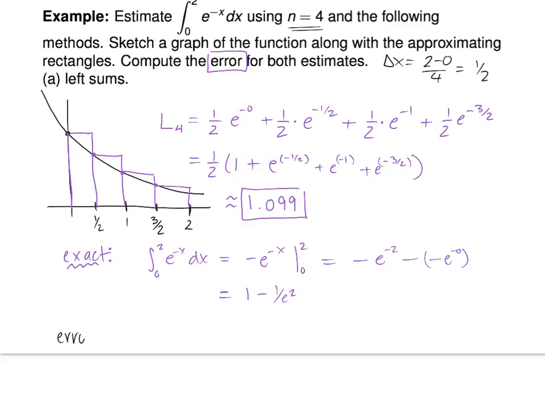To find the error exactly, you have to know what the actual value is. Which is what I found. So just subtract the estimate. The error is equal to 1 minus 1 over e squared minus your left estimate, 1.099. Can we just leave it at that? Nope, you can't. You have to actually punch buttons. 0.234.